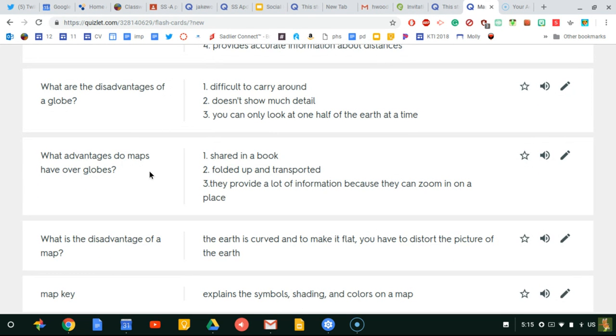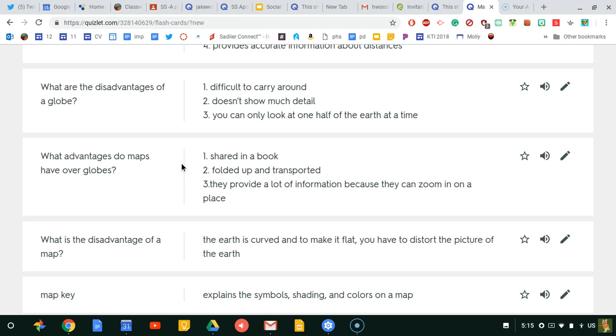Now, what advantage do maps have over globes? Okay, so maps are the flat representation of the earth. Maps can be shared in a book. Maps can be folded up and transported, and they provide a lot of information because you can zoom in on a specific place, different than what you can do with a globe.